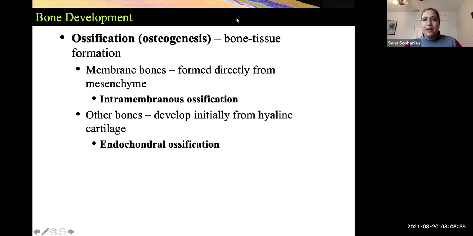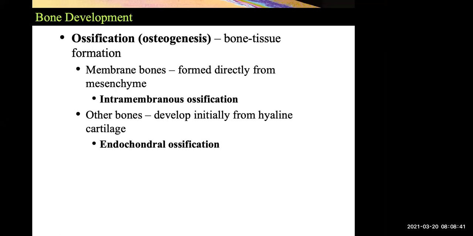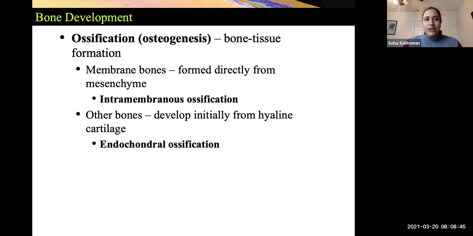So before I forget, we talked about the skeletal system. We talked about the fact that bones have different shapes, and we can categorize them based on shape. We can also categorize them based on their location, looking at the axial and appendicular skeleton.